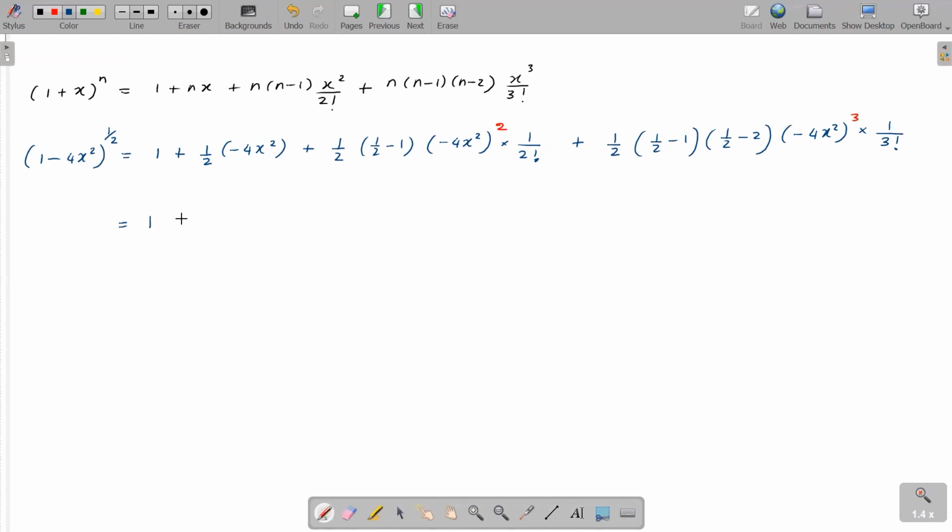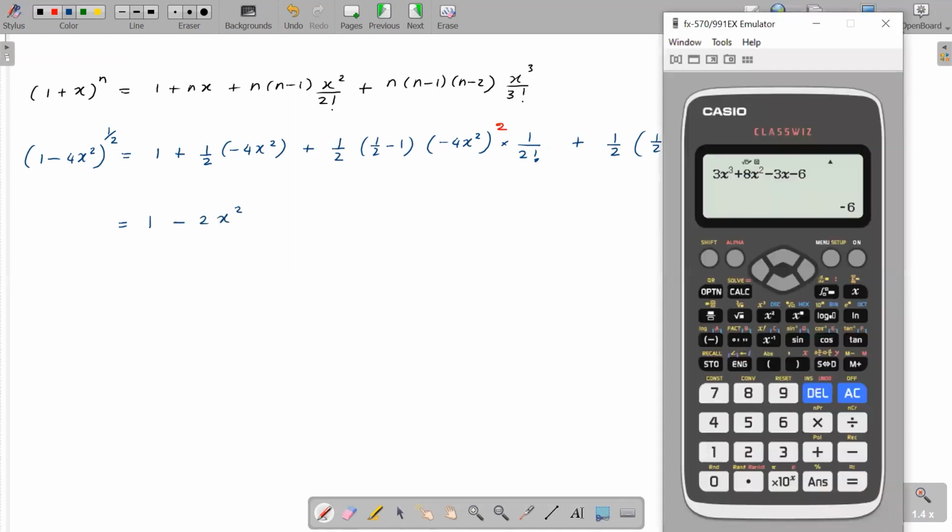Half into minus 4 is minus 2x squared. So there's nothing much there. The next one should be half into half minus 1. Do you see? Half minus 1 into what do you get here? Can you see? It's minus 4x squared to the power 2. So be careful here. What do you type here in the calculator? Minus 4 within brackets, minus 4 is squared.